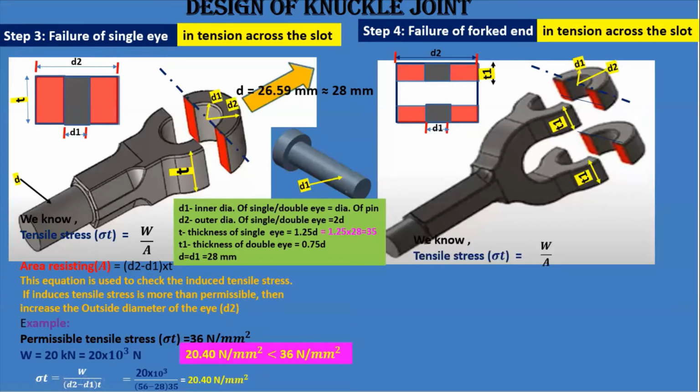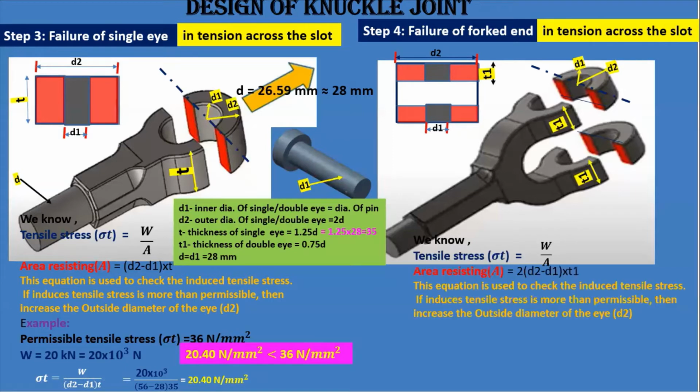So here also tensile stress is equal to load upon area. तो जैसा मैंने बताया यहाँ, वैसे ही अगर हमारे पास इंड्यूस टेंसाइल स्ट्रेस ज्यादा आता है, in that case naturally you have to change the outer diameter of this double eye also. Okay, but we'll see that through the example. So here also you can see I have taken the tensile stress same, 36 Newton per square millimeter. Load is also 20 into 10 raised to the power 3. Now see the formula here.